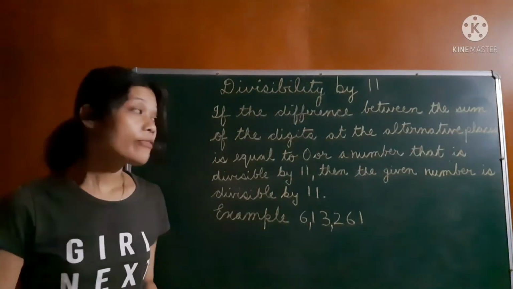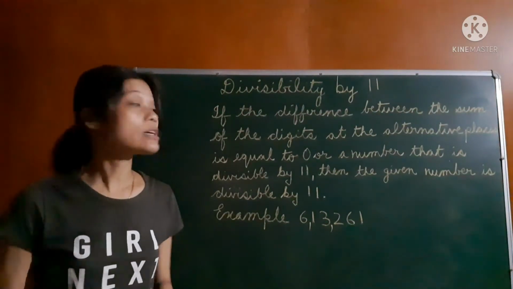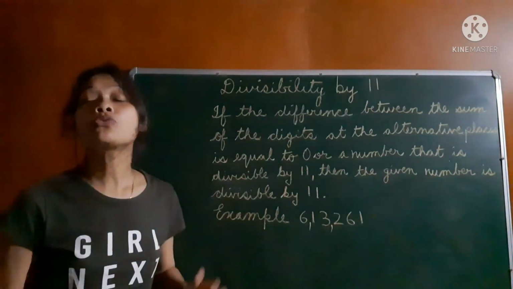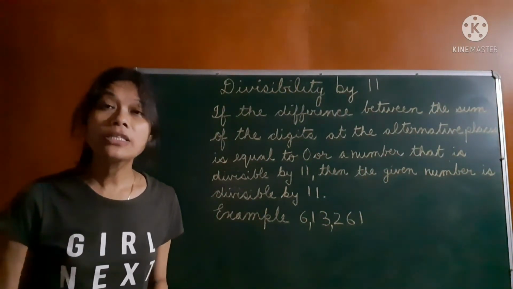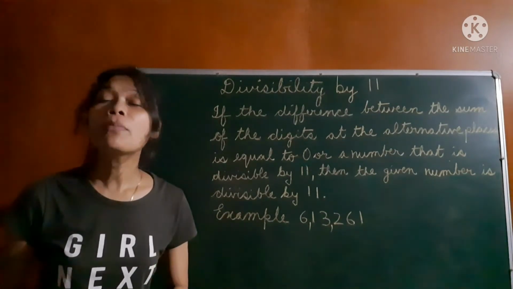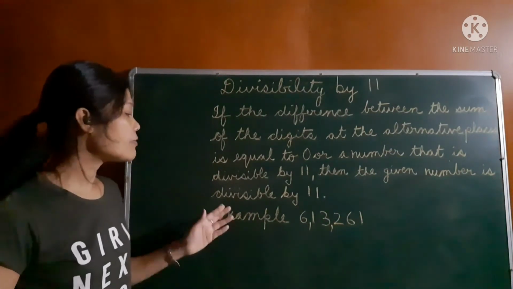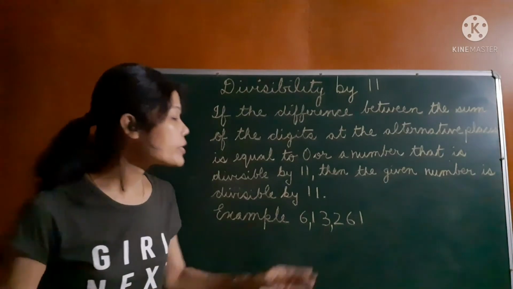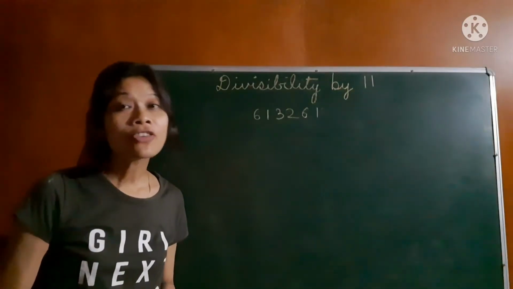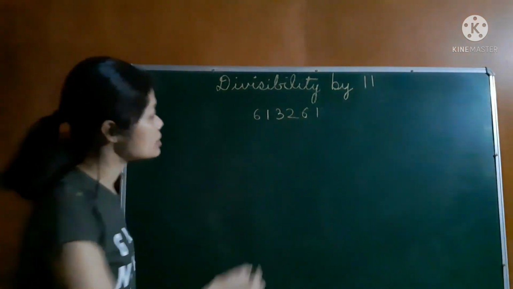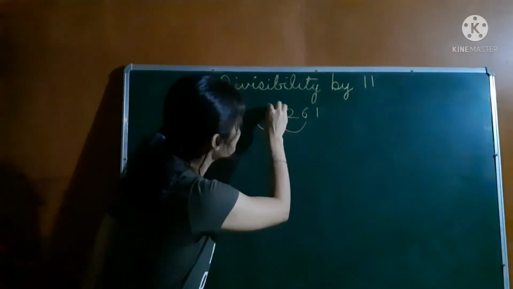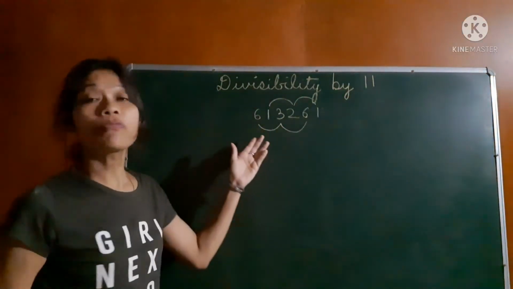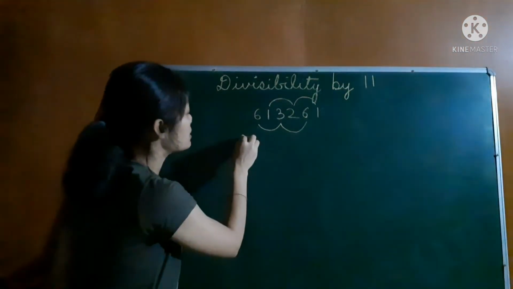Divisibility by 11. If the difference between the sums of the digits at the alternate places is equal to 0 or a number that is divisible by 11, then the given number is divisible by 11. So we have taken one example here. The number here is 613,261. We will first mark the alternate digits here. Now since we have marked the alternate digits, we will find the sum.